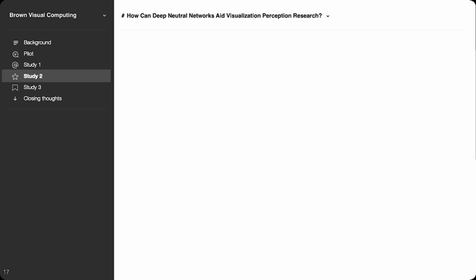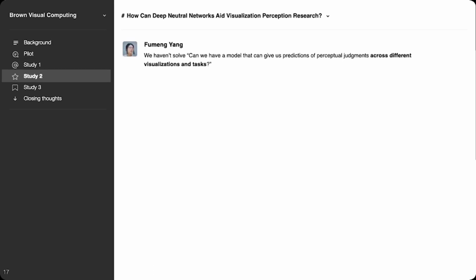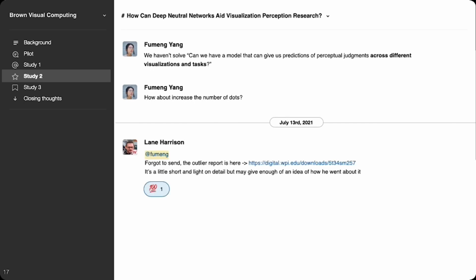However, what we really want is to have a model to predict across different visualizations and tasks, especially when we change the scatter plots slightly. So we have to test them on different datasets. Here, Lin, a collaborator of previous papers, helped us decide that.